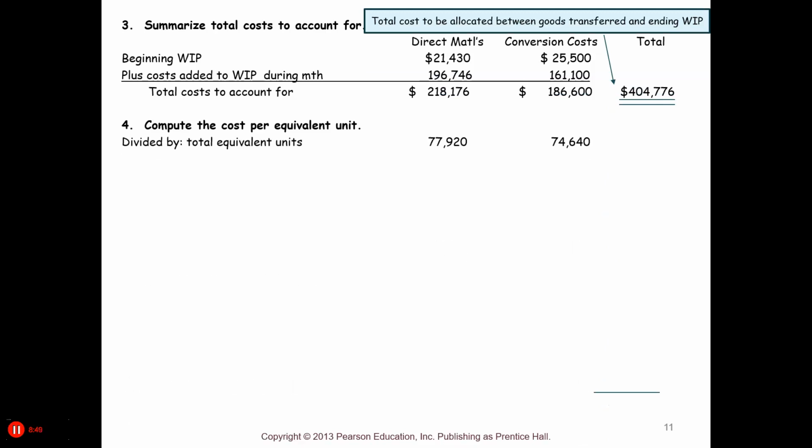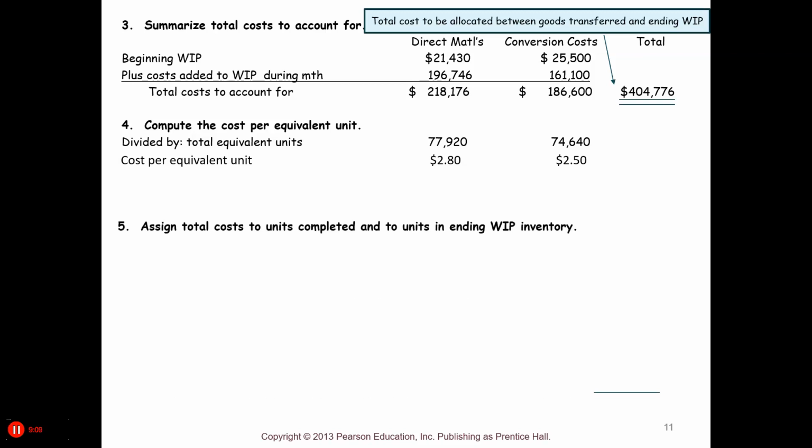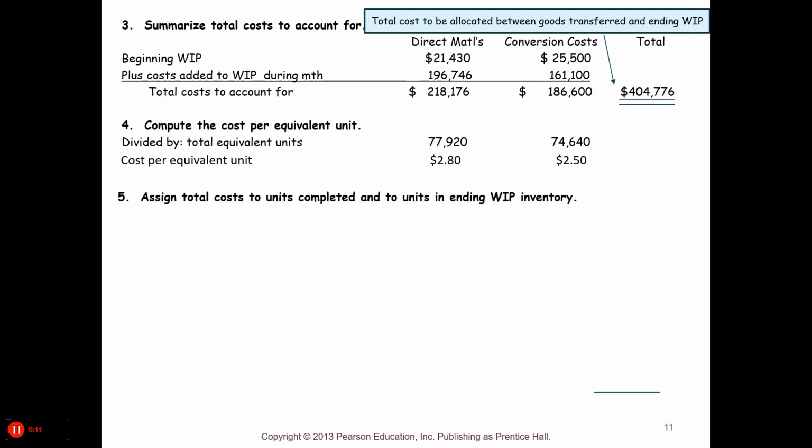Now we're going to determine the cost per equivalent unit, which means we're going to divide the direct material and conversion cost total by the equivalent units that we calculated in part 2. And that gives us a cost of $2.80 for materials and $2.50 for conversion costs. Now we can assign the costs.